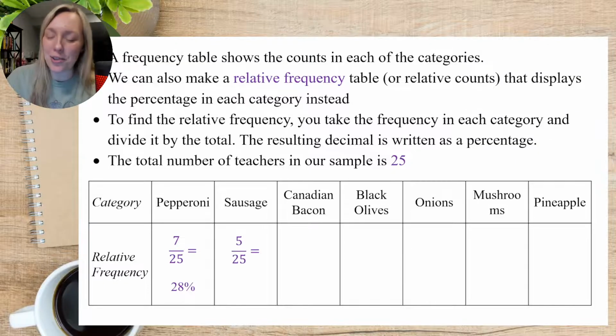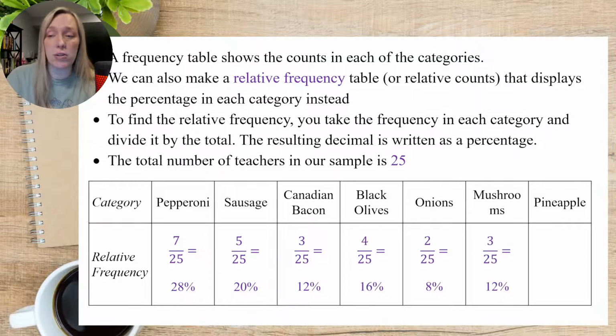Sausage, there are 5 teachers who like sausage. So that's 20% of teachers in our sample like sausage. And we go through and we do that with each of these categories. Okay.